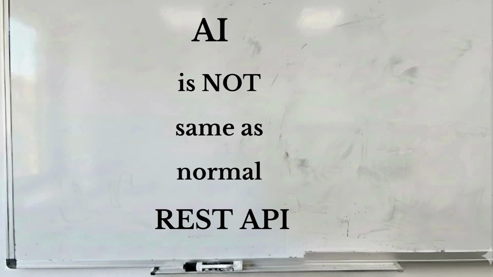One of the biggest problems is that we treat AI like any other REST API. But AI behaves very differently. It's slower, unpredictable, and probabilistic. Most mistakes come from ignoring this reality.